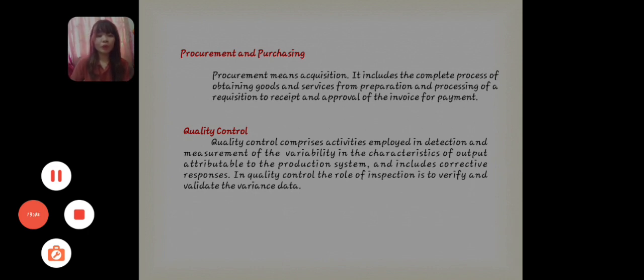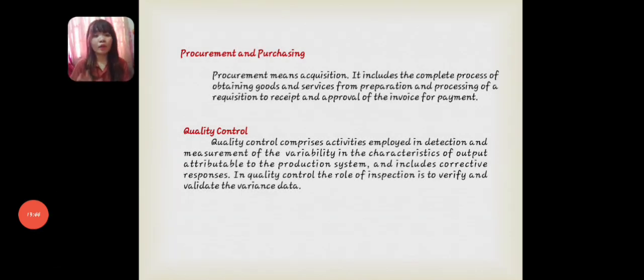Next is quality control. Pag sinabi naman natin quality control, it encompasses activities employed for the detection and measurement of the variability and the characteristics of output attributable to the production system, and includes corrective response. In quality control, the role of inspection is to verify and validate the variance data. Pag sinabi natin quality control, dito papasok yung corrective response. Yung quality control din, papasok din dito yung inspection, to verify and validate the variance.